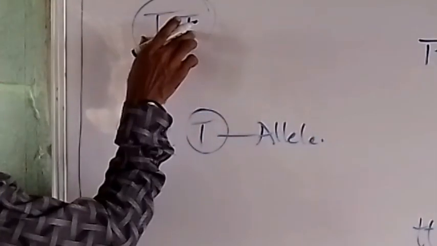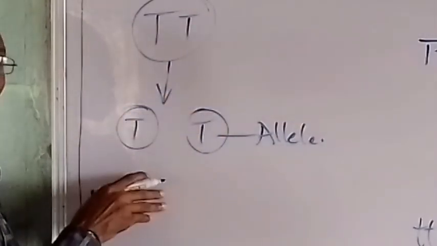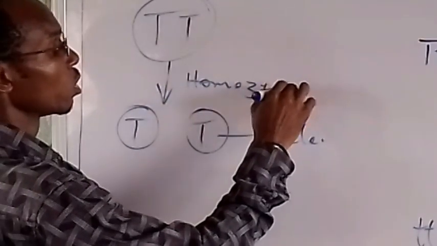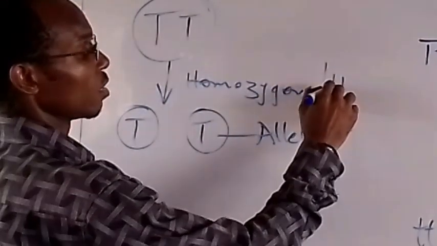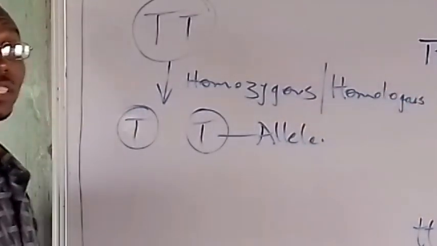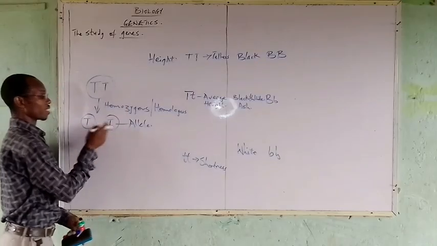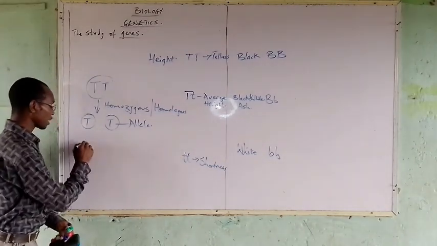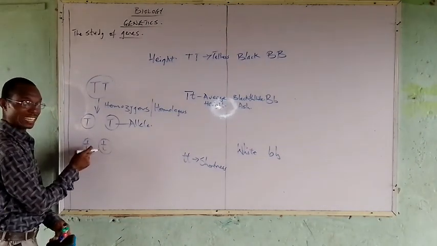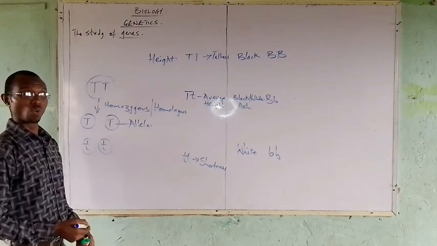So when the two alleles in a particular trait are coding for the same thing, when they represent the same thing, we say it is homozygous, or we can call it homologous. Example, we have capital T, capital T. This one also, where it is small t, they are both coding for the same thing. Each of these is an allele, and they are both coding for the same thing. It is also referred to as homologous.